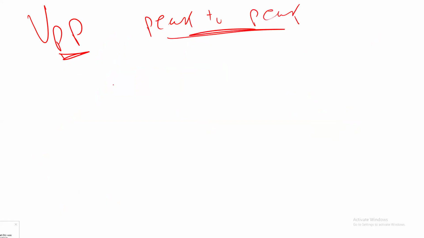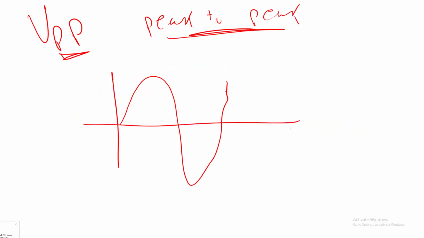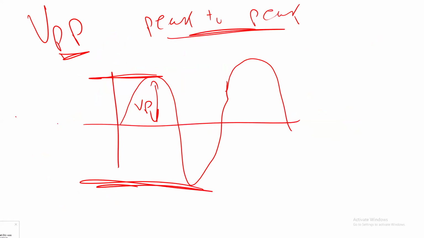There is another parameter we are using. We call it VPP, which means peak to peak. What do we mean by peak to peak? If you have a signal like this one, from here to here, that's V peak. But from here to here, it's VPP, peak to peak. That means V peak should equal VPP divided by 2.